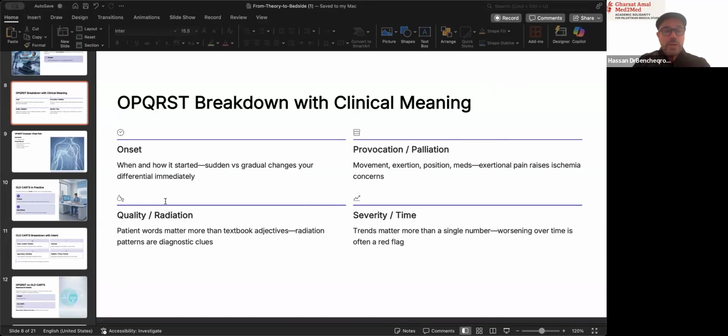Does it come and go? You asked me, or does it stay? And I said it's pretty constant since it started, but it's worse in the morning and after sitting at my desk for a long time. And what that means, it's postural association, which means it reinforces a mechanical etiology.